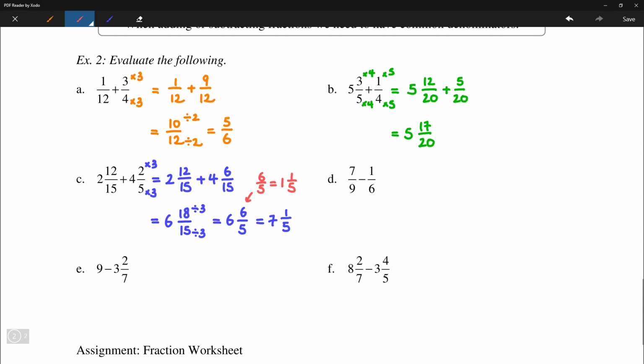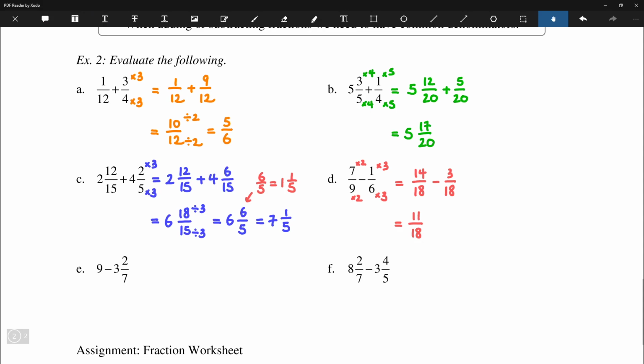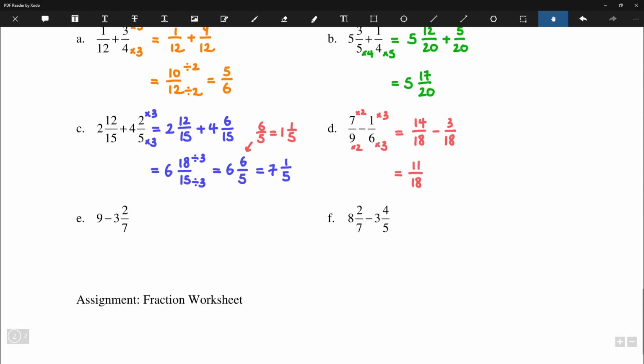Next question here. This common denominator, we're going to use 18. 9 times 2 is 18, and 6 times 3 is 18. So that would be a common denominator that we can use. So this will give us 14 over 18. That's the first fraction. And the second fraction, instead of 1 over 6, we'll have 3 over 18. And from there, we can just subtract. 14 minus 3 is 11. And this will be all over 18. Okay, it's a couple more.